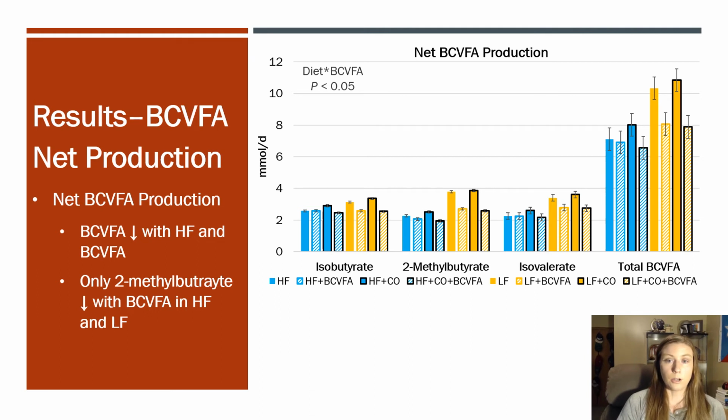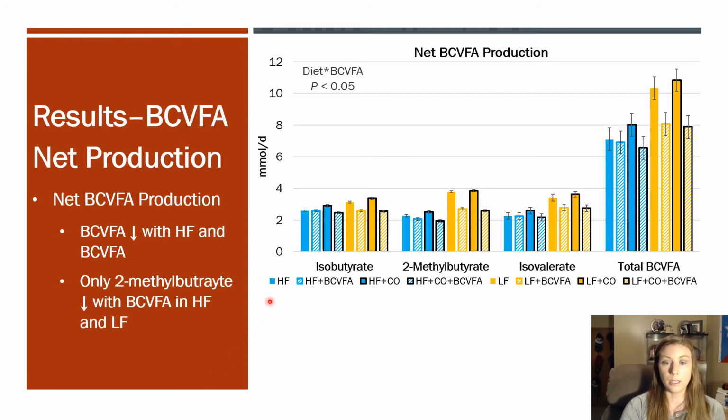On this slide, we are showing the net branched chain volatile fatty acid production. Now, from that effluent that I discussed in our methods slide, I did a volatile fatty acid sample, so I could determine total branched chain volatile fatty acid production. Net production means that I subtracted out the branched chain volatile fatty acids that we did dose.